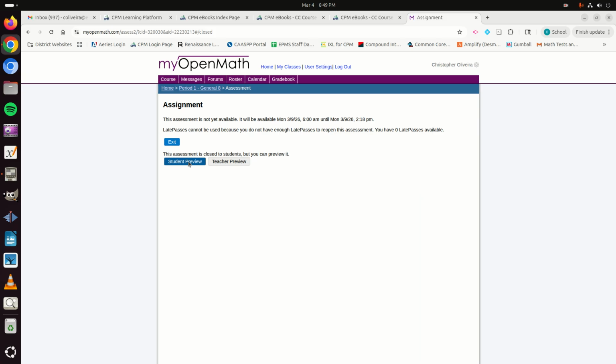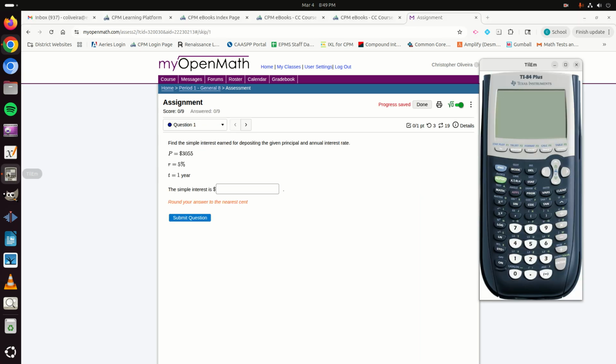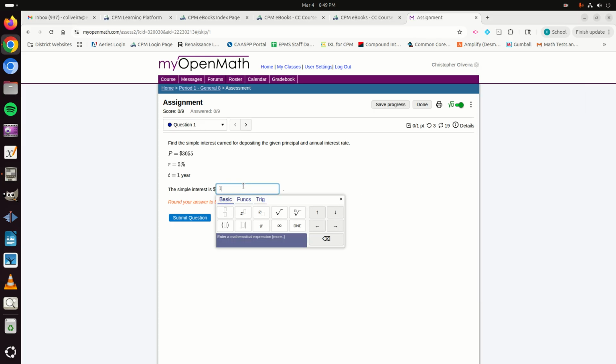We have already discussed this in class, so hopefully you know how to do this, but I'll just work through this. We have principal of $3,055. You guys can use a calculator, by the way. The rate is going to be 5%, so hopefully we know that's times 0.05. That will be $152.75 of interest a year. So I'll put that over here.